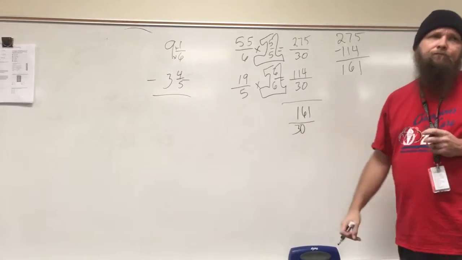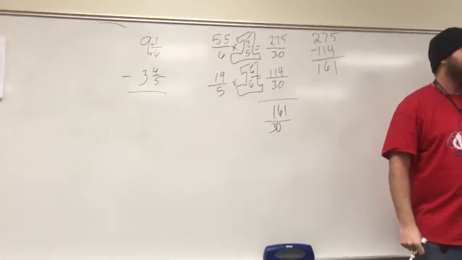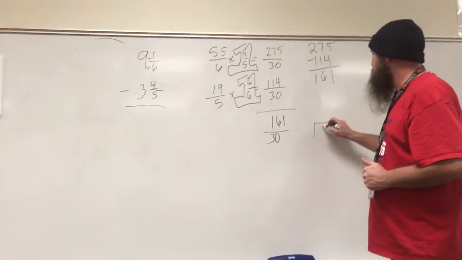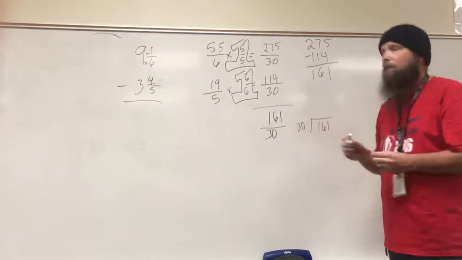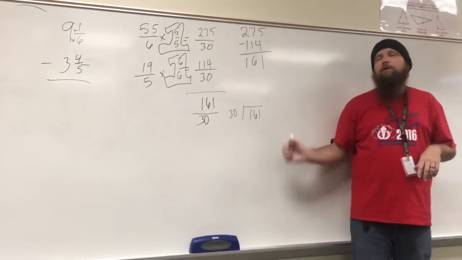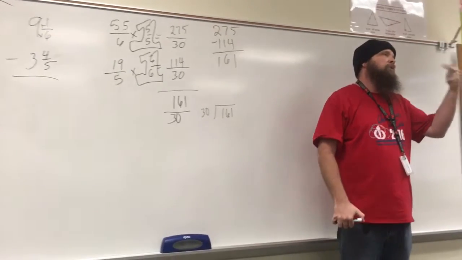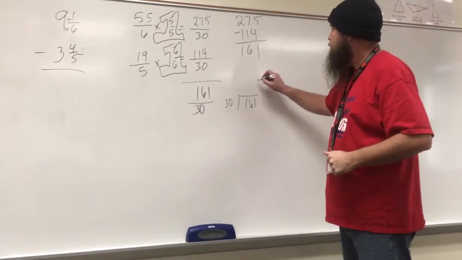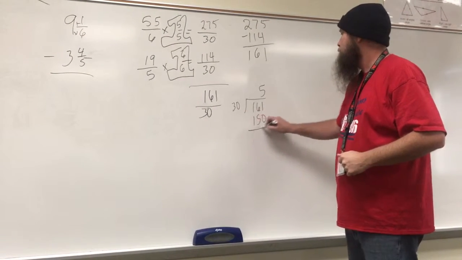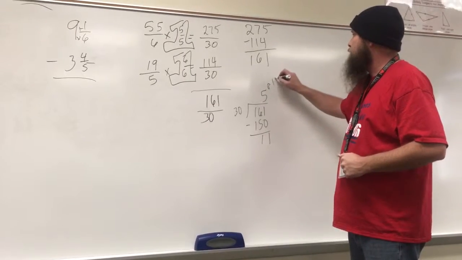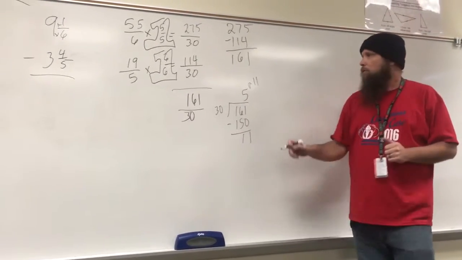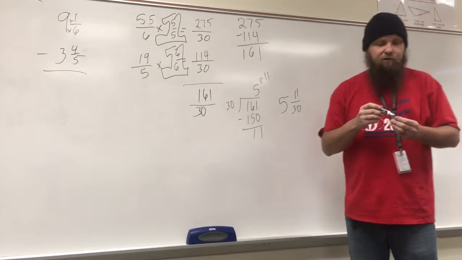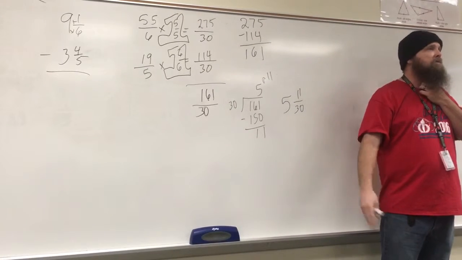161 over 30. That's an improper fraction. Can't leave it that way. Top dog gets the house. Okay, so how many times does 30 go into 161? 30, 60, 90, 120, 150. So 5 is 150. Subtract. I get 5, remainder 11. Or 5 and 11 thirtieths. And that's close to where my answer was. I said it should be around 6.